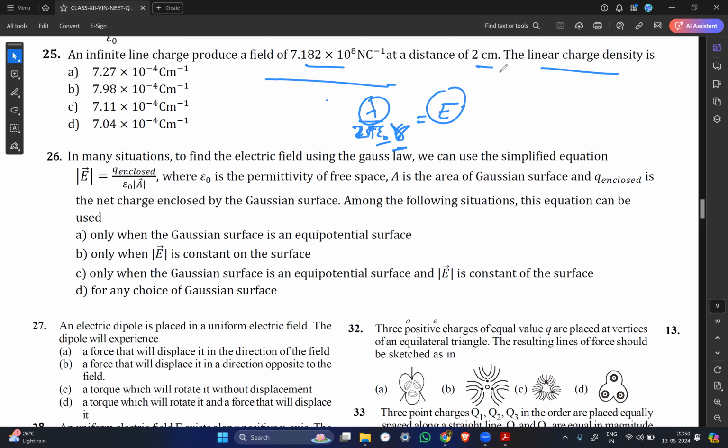And distance is given, 2 centimeter. We take it okay, anyway it is in per centimeter. We can do this. Then here, this again.